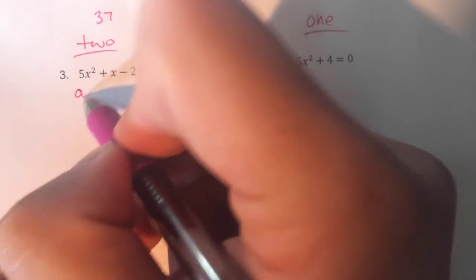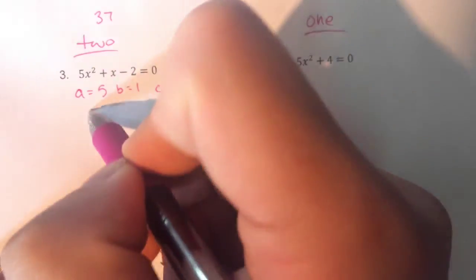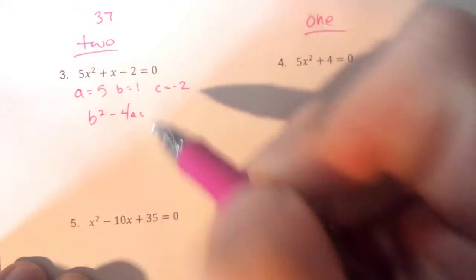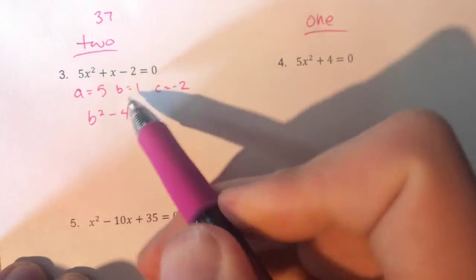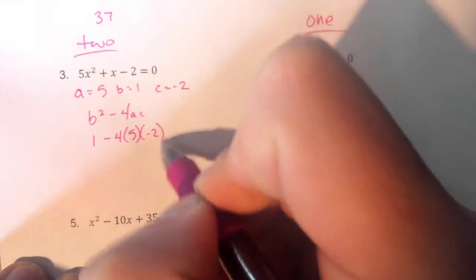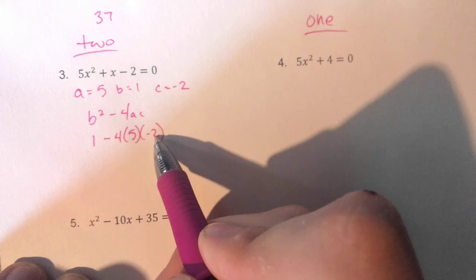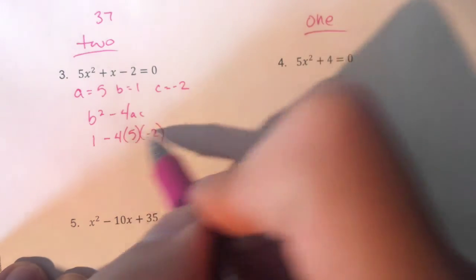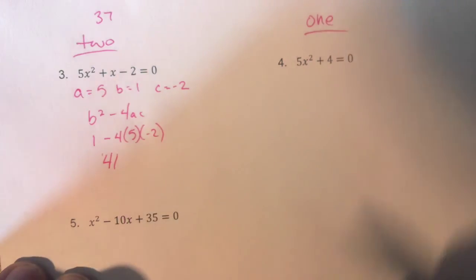On 3, A is 5, B is 1, C is -2. b squared minus 4ac is the discriminant. That's the only part we're looking at here. B squared is 1 minus 4 times a times c. So that would be 20 times 2 is 40. So that's a positive 40. So that'd be 41. That's a positive number. So I'd have two solutions.